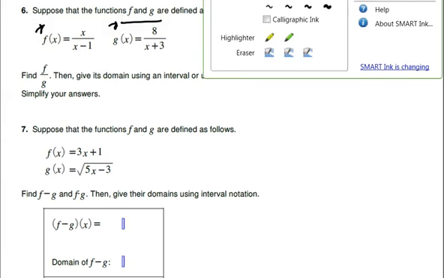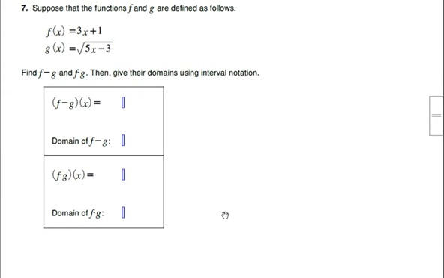All right, this problem is actually kind of like the same here. So here we go down to another problem that's a little bit different. This says, suppose that the functions f and g are defined as follows. f of x equals 3x plus 1, and g of x equals the square root of 5x minus 3. They want us to find f minus g, f times g, and then give the domains of those combination of functions using interval notation. No problemo.